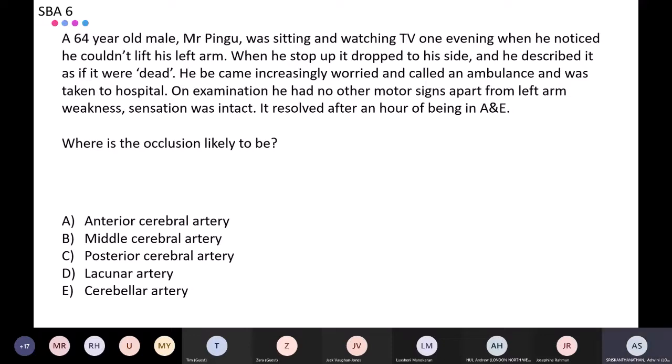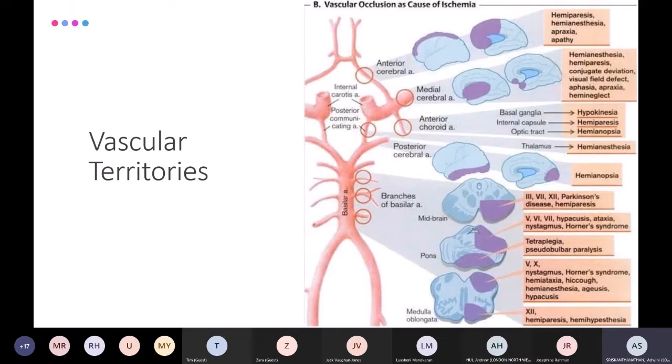So I can see most people have put down B. The answer is actually A, so well done to the minority who put down A. I can see some people have put down D as well, so we'll go over this. I've put this lovely diagram in here, just covering the different vascular territories. Trying to pinpoint the exact location of the infarct isn't always easy, especially because there's a lot of overlap with some of the symptoms that you can get.